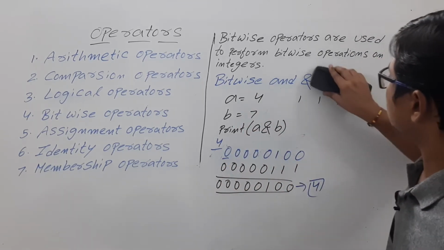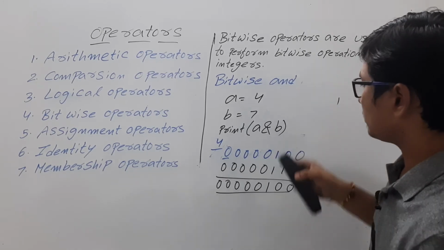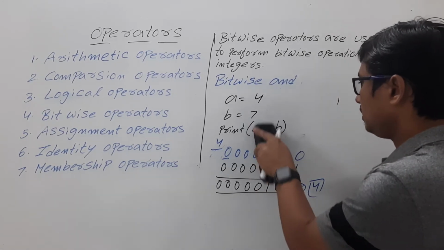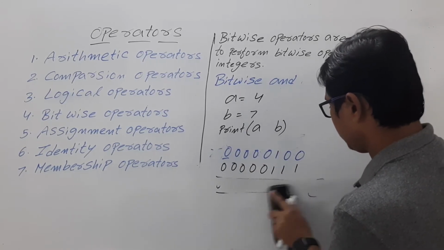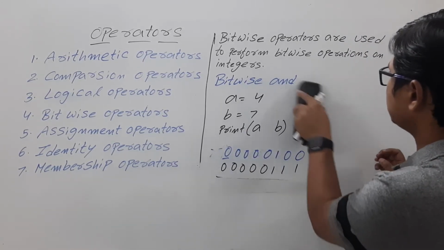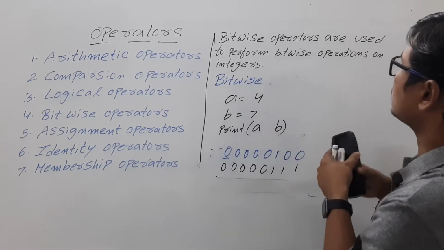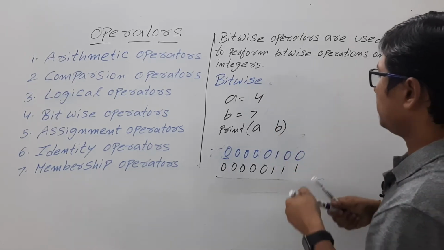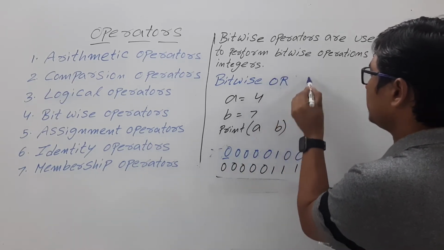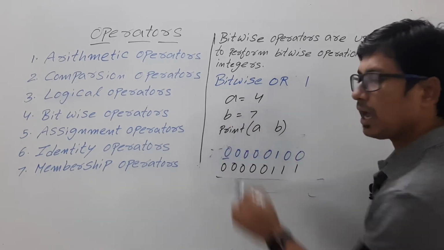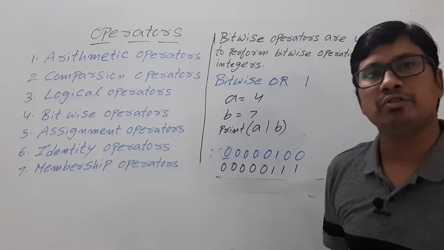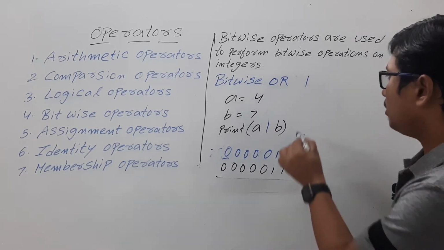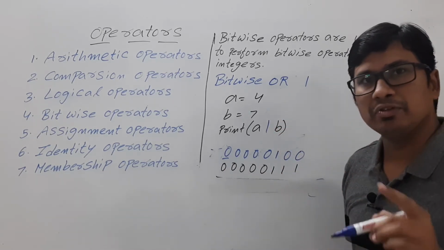Now let me discuss bitwise OR. I will make everything the same, but instead of bitwise AND, I will use bitwise OR. The bitwise OR will be represented like this. So I have the A value 4 and B value 7. Now I want to perform the bitwise OR on the bits.